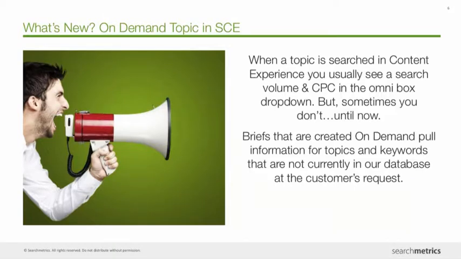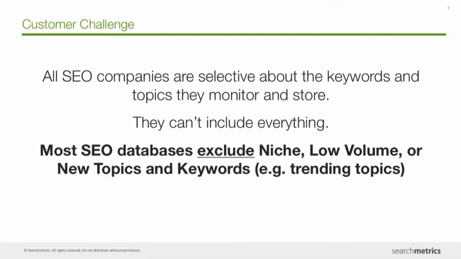Normally within the Content Experience Suite, when you searched for a topic, you would actually see a search box and you would see a CPC amount. We have developed the Content Experience Suite even further to allow you to create what we call on-demand briefs. So we can pull the information for topics and keywords that aren't currently in our database, but it will be at your request.